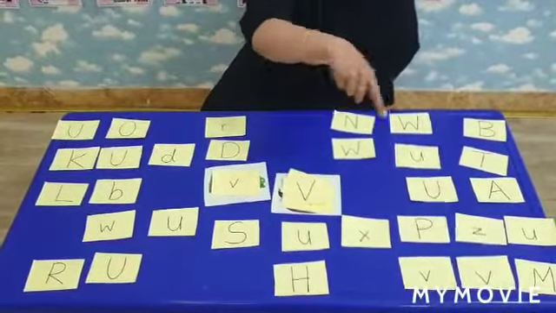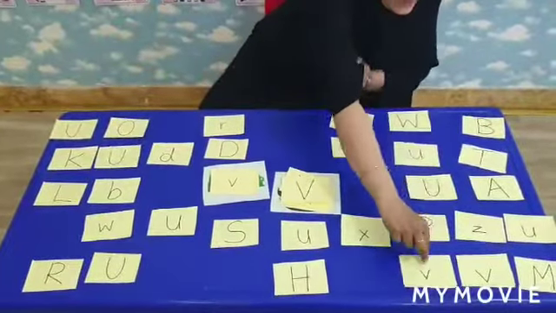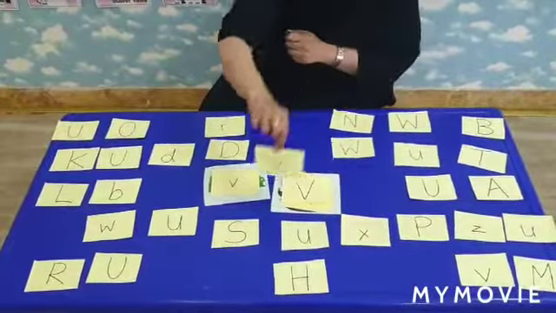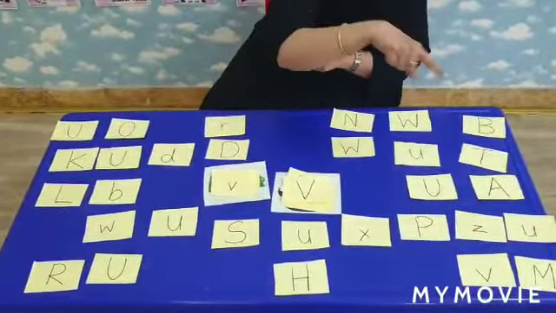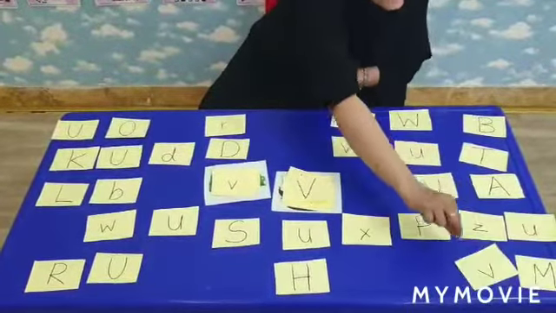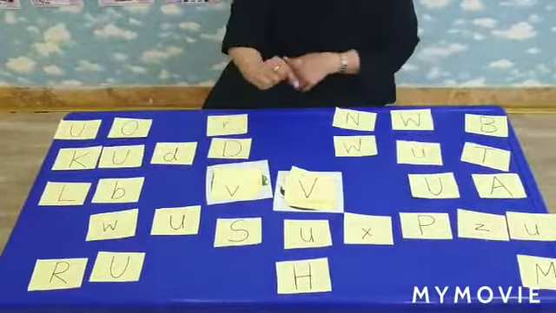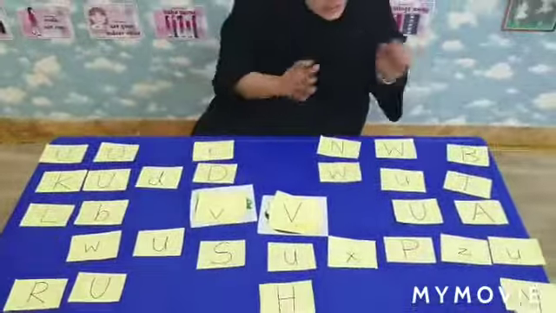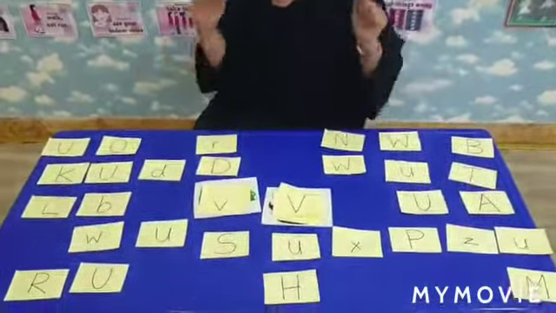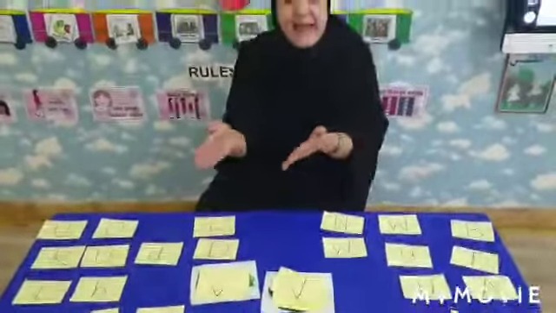So let my finger go. Here we go. This is baby V. Let me find. Yes. This is also baby V. Now I found. Let me see one more time. Did you miss it? No. So we found the mama V and the baby V.